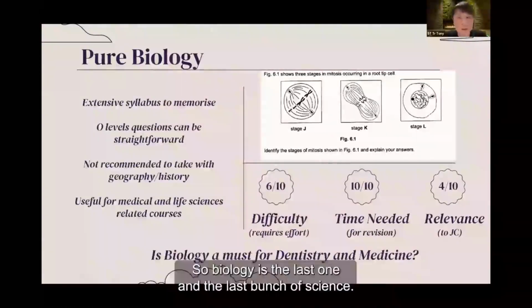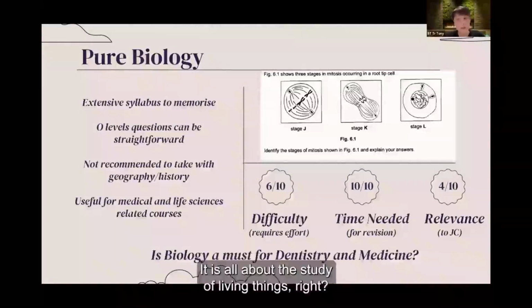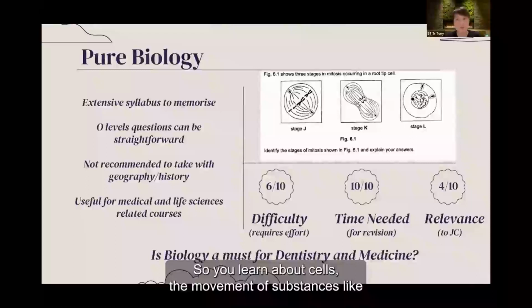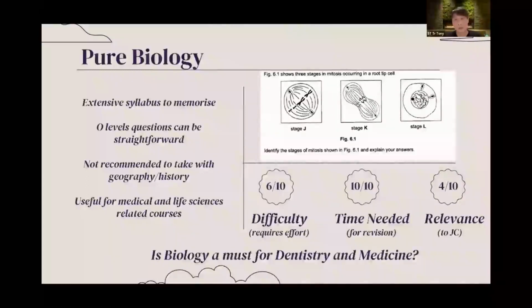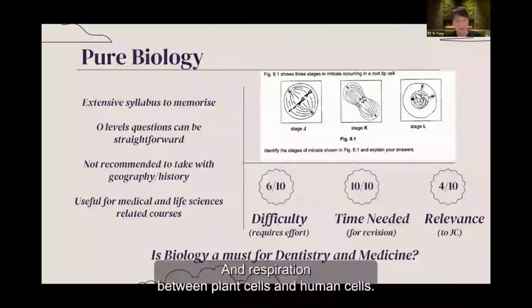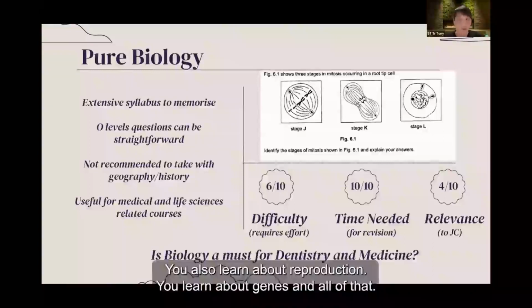Yeah, all right. So biology is the last one, the last branch of science. It's all about the study of living things, right? So you learn about cells, the movement of substances like nutrition, transport, right, and respiration between plant cells, in human cells. You also learn about reproduction. You learn about genes and all that.